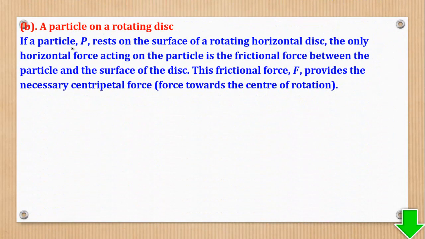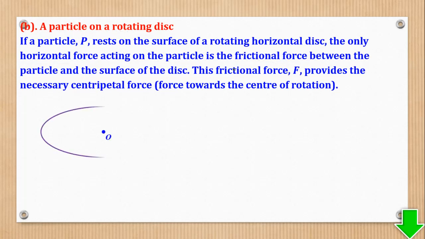So that was the case of a particle on a string. Now we shall go to another case where the particle is placed on a rotating disk. If a particle P rests on the surface of a rotating horizontal disk, the only horizontal force acting on the particle is the friction force between the particle and the surface of the disk. So it is this frictional force which will provide the necessary centripetal force.